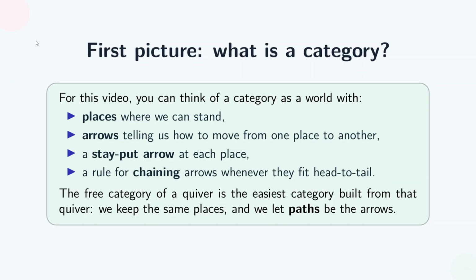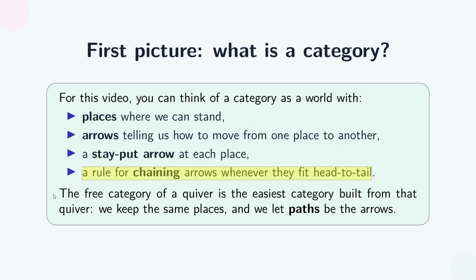So what is a category, at least at an intuitive level? For this video, it is enough to think of a category as a world with 4 ingredients. First, there are places where we can stand. Second, there are arrows that tell us how to move from one place to another. Third, at every place there is a special arrow that does nothing. It simply stays where it is. This is the identity arrow. And fourth, there is a rule for chaining arrows together whenever the end of one matches the beginning of the next. That is the whole basic picture.